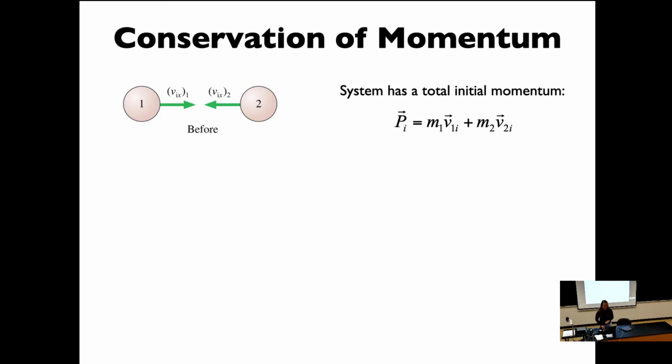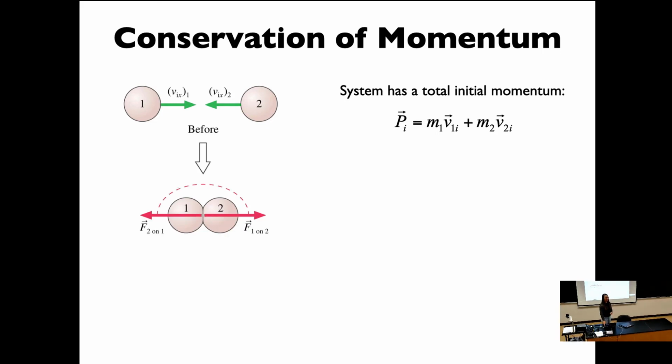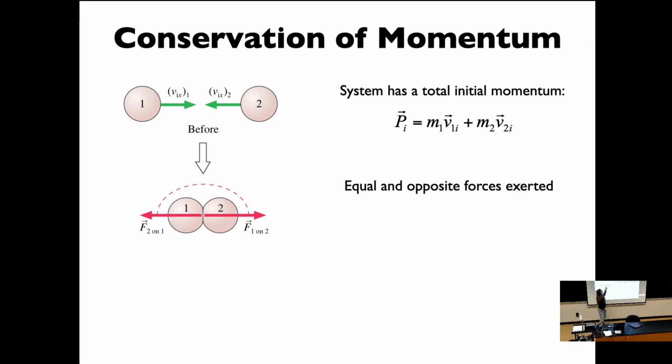When they collide, what's happening? What do we know about the force of interaction here? But yes, this is an action-reaction pair, right? The force of ball 2 on ball 1 should be the same as the force of ball 1 on ball 2. So if we have equal and opposite forces, how are the times of impact going to be different or the same?